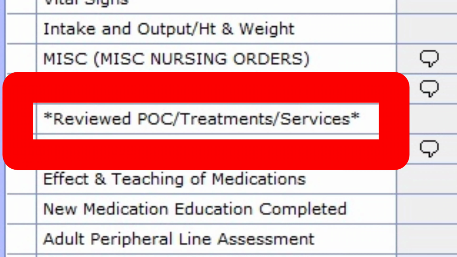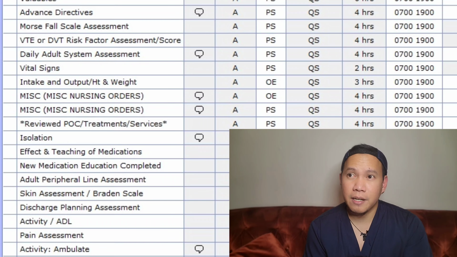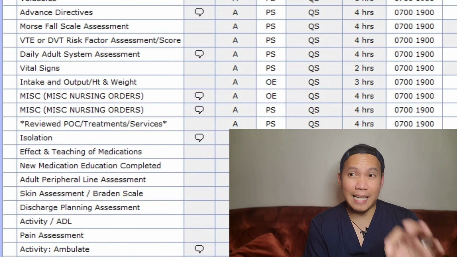The next will be the review POC, or point of care treatments and services. Yes, we have to do this every shift. We have to check the patient's history, orders, medications, and the specific instructions that the doctor has placed for that patient. We have to make sure that we know. This is one way for us to acknowledge that and that we are doing this. It doesn't really have any content in it. We just have to click on it and click yes.